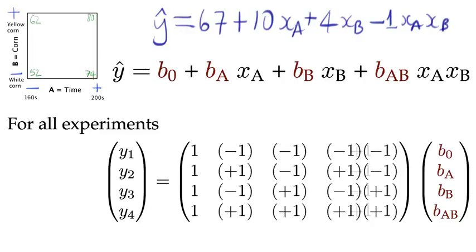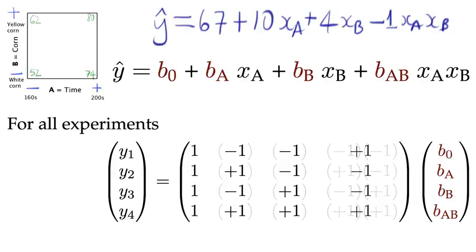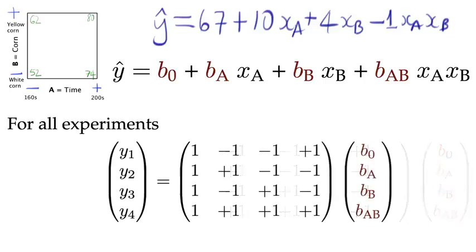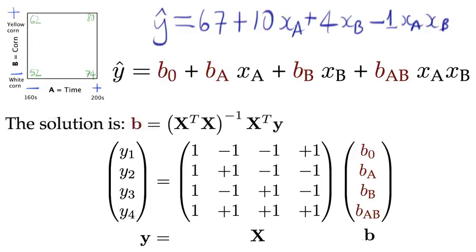This comes from minus times minus is plus, times minus is minus, times plus is minus, and finally, plus times plus is plus. This entire set of equations can be written as vector y equals matrix x times vector b. Now those of you with some background in linear algebra or least squares will recognize that the solution to the set of equations is b equals x transpose x inverse multiplied by x transpose y.